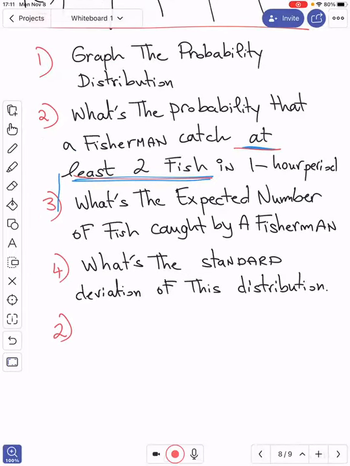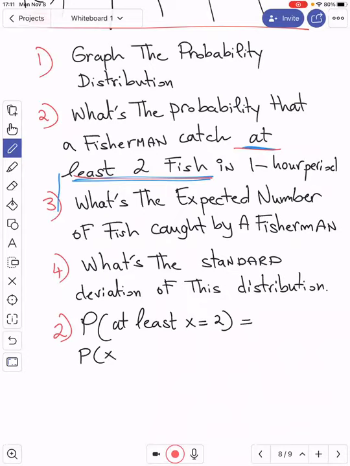So to answer number 2, that will be the probability of at least x equal to 2. So that will be the probability that x is 2 or more than 2, so x is 2, or x is 3, or x is 4. We're supposed to use the probability of A or B. That's probability of A plus probability of B minus probability of A intersected with B, right?